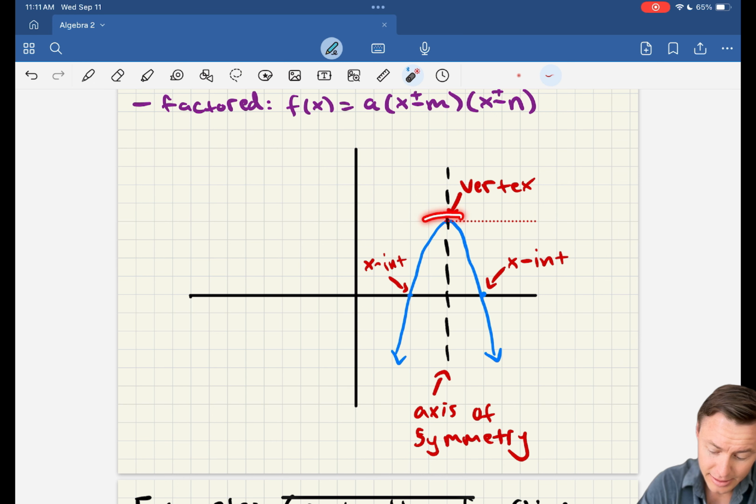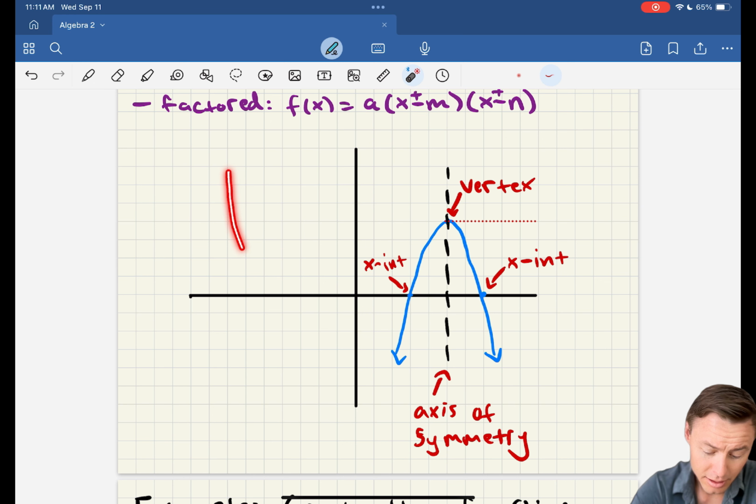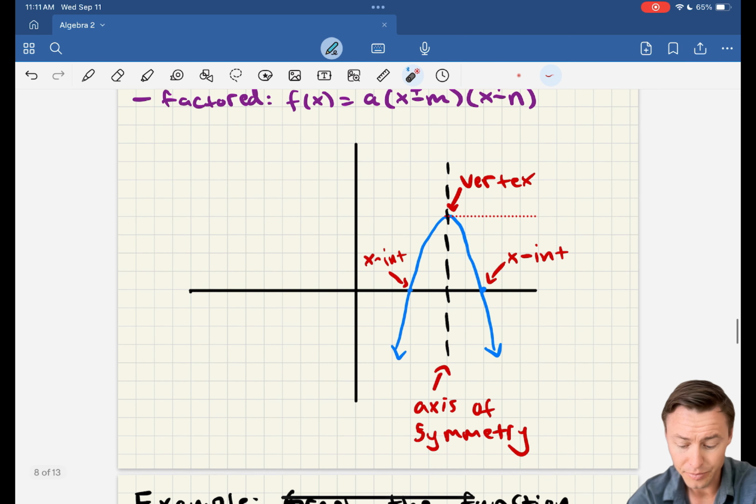Because this parabola is facing down, in this instance it has a maximum value, and that maximum value is also called the vertex of that function. Now remember, a parabola can also face upward, and if it were facing upward, it would have a minimum value, and that minimum value would also be the vertex.